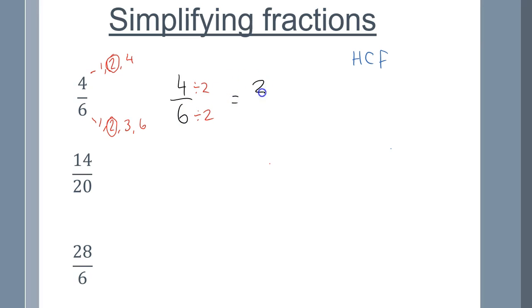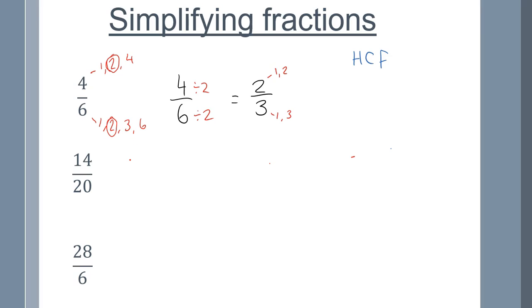Equals 4 divided by 2 is 2, 6 divided by 2 is 3. Okay, and then I look again, are there any other factors in common? So the factors of 2 are 1 and 2, factors of 3 are 1 and 3. 1 doesn't help us at all, it won't do anything. So that is the simplest fraction that we can get. Okay, let's try the second one.